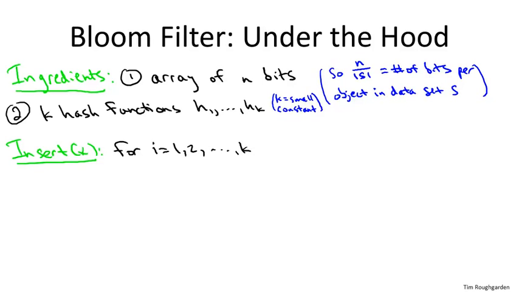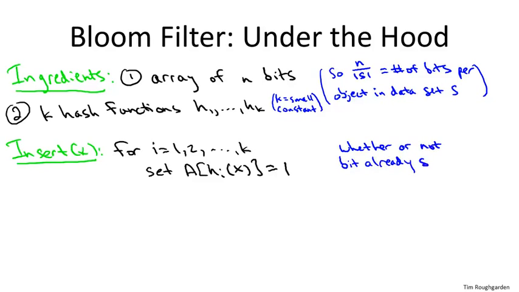So the code for both insert and delete is very elegant. So let's start with insertion. So suppose we have some new IP address and we want to stick it into this Bloom filter. What do we do? Well, we just evaluate each of our K hash functions on this new object. Each of those tells us an index into our array of bits, and we just set those K bits equal to 1.